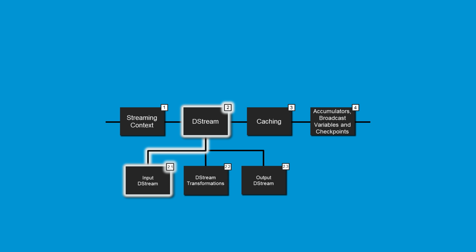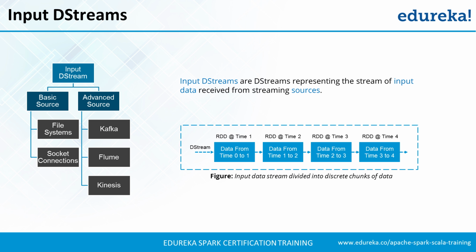Now let's understand input DStream and receivers. What are the input DStreams possible? There can be basic sources and advanced sources. In basic sources, we can have file systems, sockets, connections. In advanced sources, we can have Kafka, Flume, Kinesis. Your input DStreams are the DStreams representing the stream of input data received from streaming sources. So there are two types of streams which we just discussed: one is basic and the second is advanced. Let's move further.